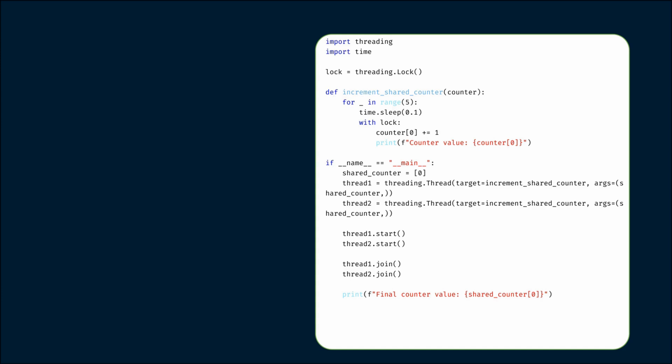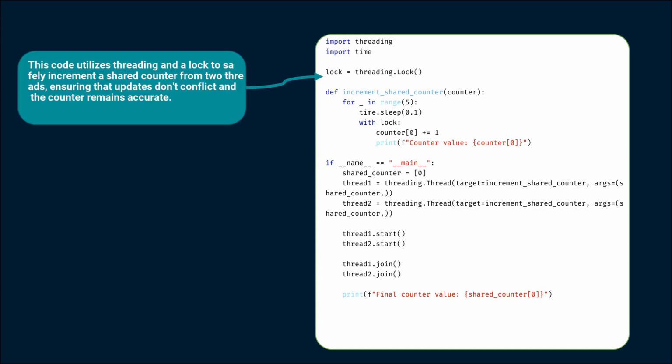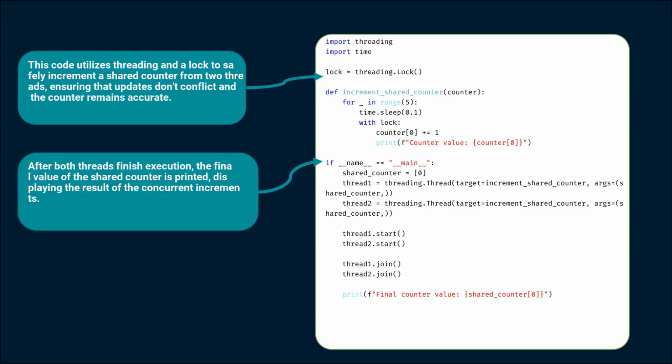Now let's delve into how we can manage shared resources safely when using concurrency with Python's threading module. In this example, we define a function called incrementSharedCounter, which takes a list counter as an argument. This function simulates an operation that increments the value of counter multiple times with a brief pause in between to mimic processing time. To prevent data corruption due to simultaneous access by multiple threads, we employ a lock mechanism.